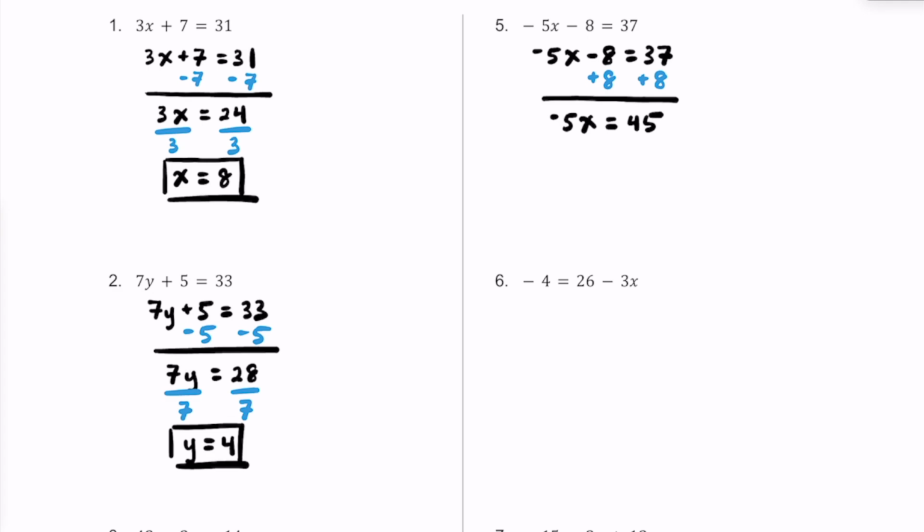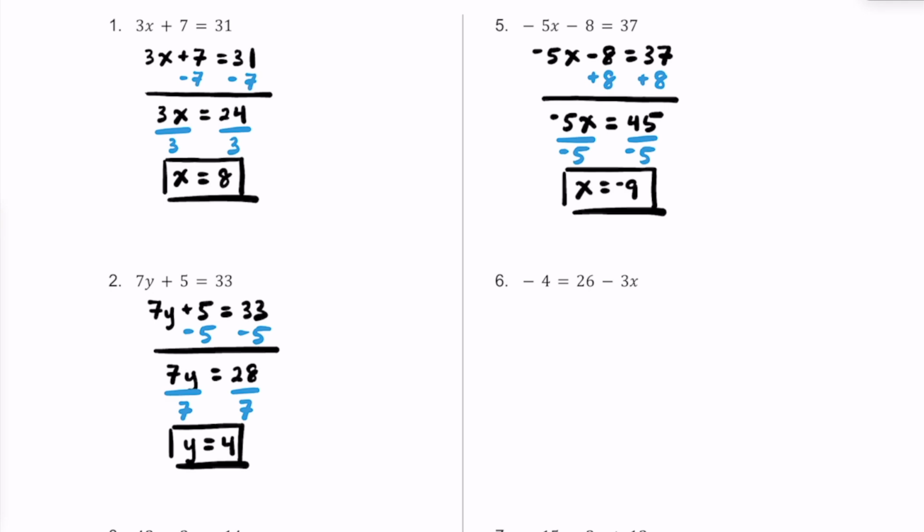Now we have a one-step equation. We want the coefficient for x to be a positive 1. We should go ahead and divide both sides of this equation by negative 5. On the left side, negative 5x divided by negative 5 is going to be positive 1x, or just x. And on the right side, 45 divided by negative 5 is going to be negative 9. So this would be our solution.